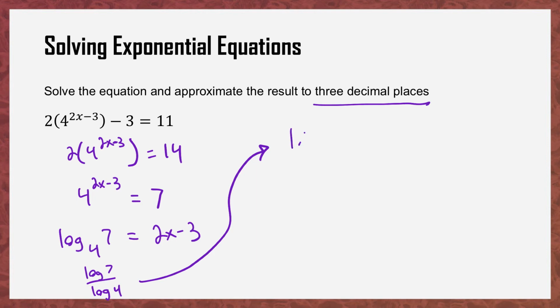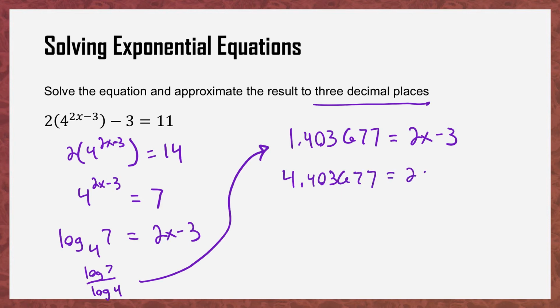So 1.403677. The next number is a 4, so I won't round that up at all. And that equals 2x minus 3. So for this number, I will simply just add 3 to it. And that gives me 4.403677. It doesn't affect that decimal at all, just the whole number part of it. And dividing this long decimal by 2. So let me do that. 4.403677 divided by 2.